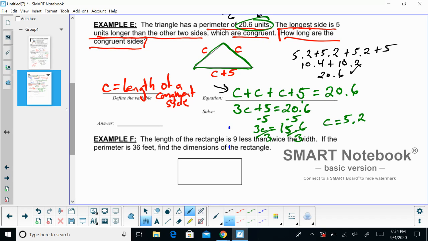That's the correct perimeter. So the length of my congruent side would be 5.2 units. Notice that we have to use units because that's what we were given in our original problem.